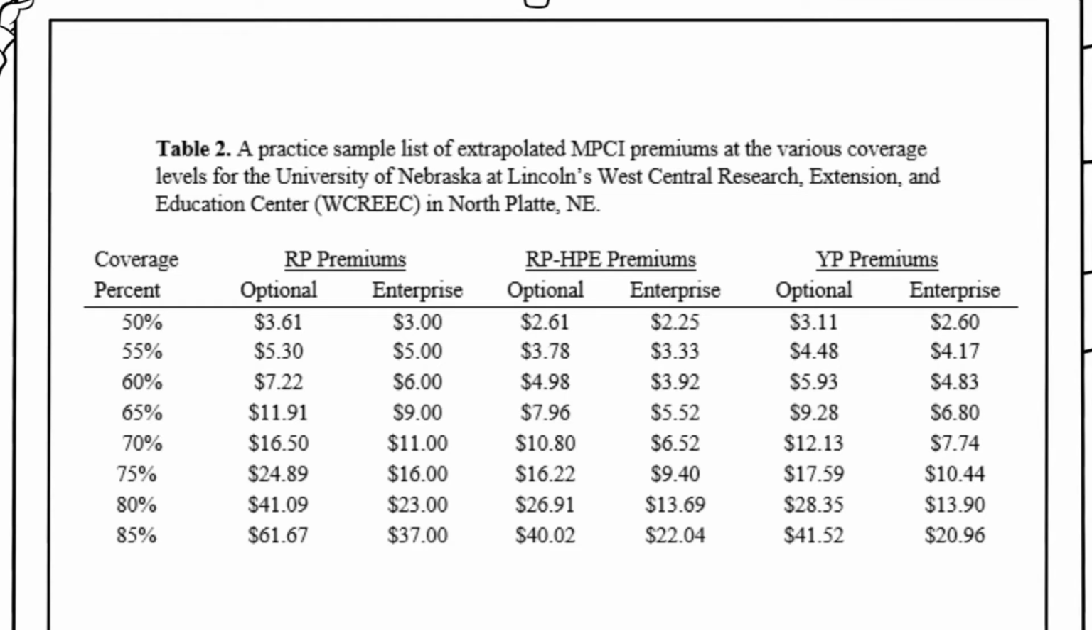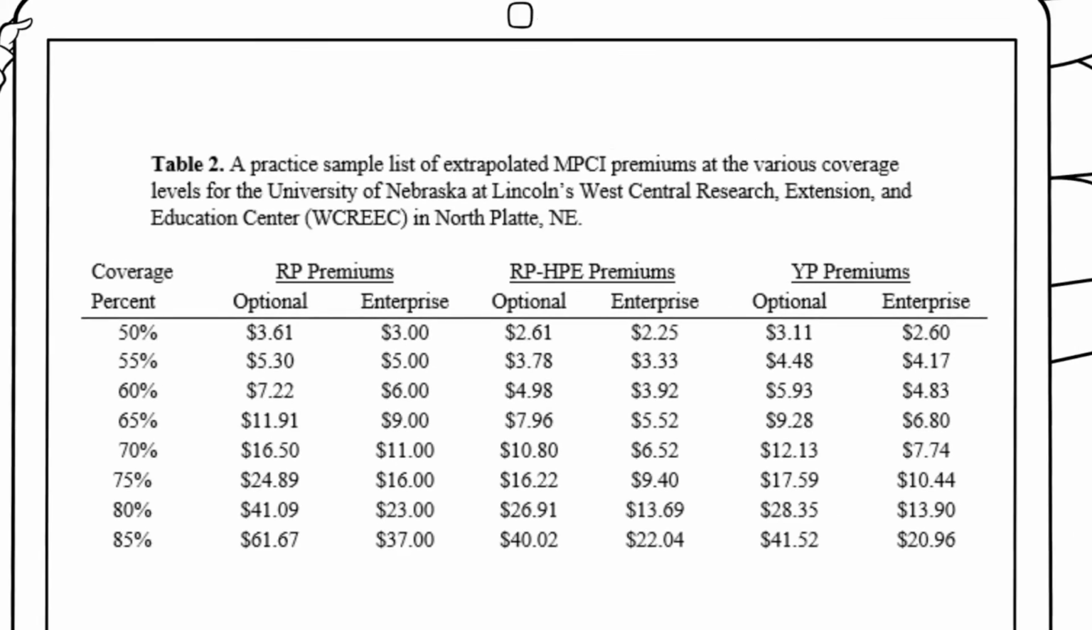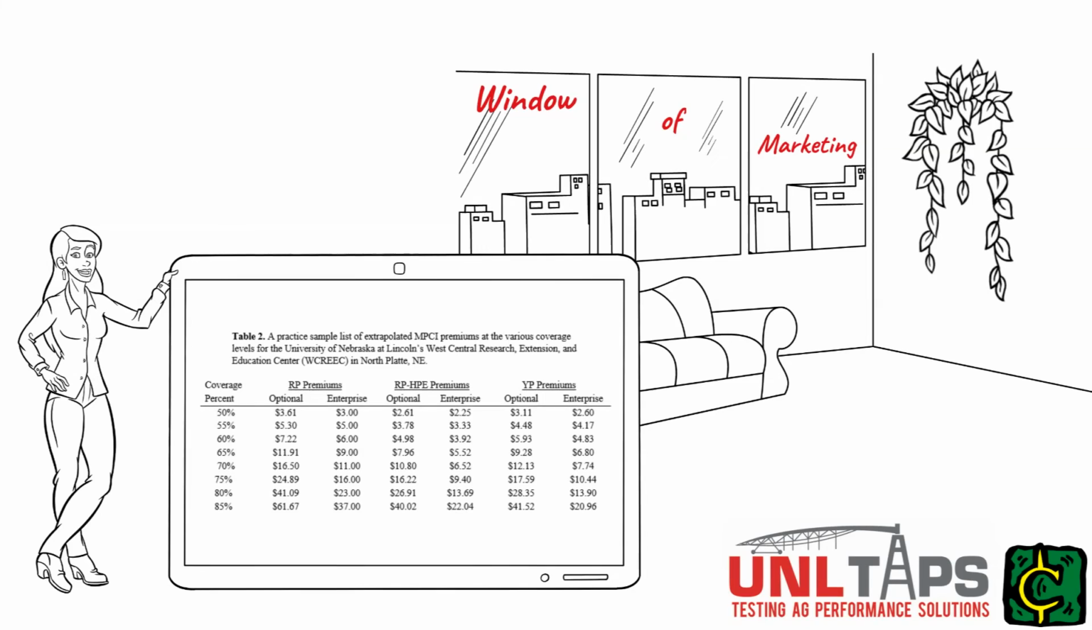The insurance purchaser does not pay the full value of the policy. For example, a farm manager wishes to buy an 85% revenue protection or RP policy as enterprise units. From Table 2, the premium is listed at $37 per acre. The actual cost of the policy, however, is $78.72 per acre, with $41.75 per acre subsidized to the insurer by federal taxpayers. The subsidy rate for the different insurance types remains the same, but the premiums are different.